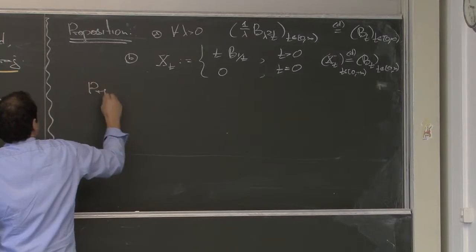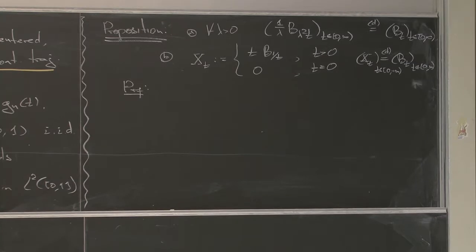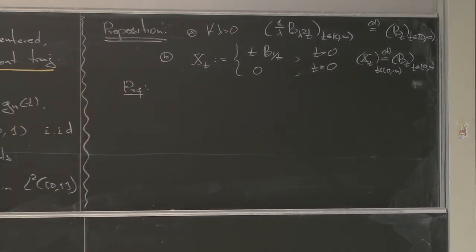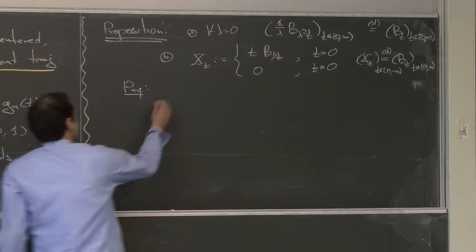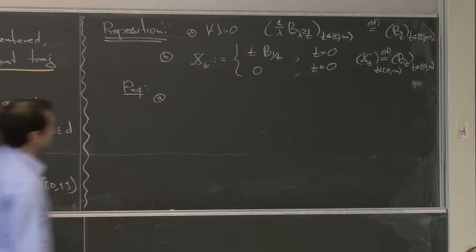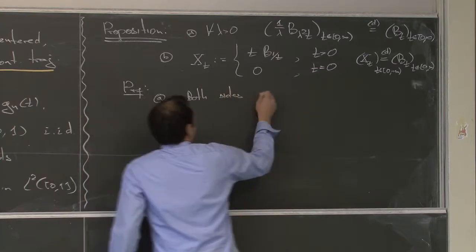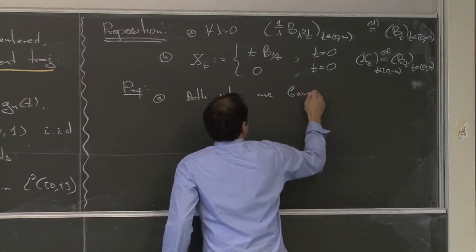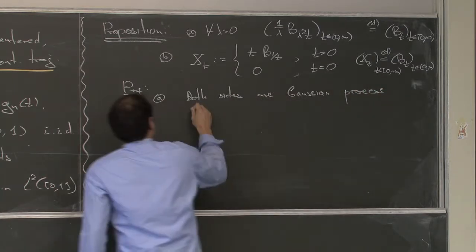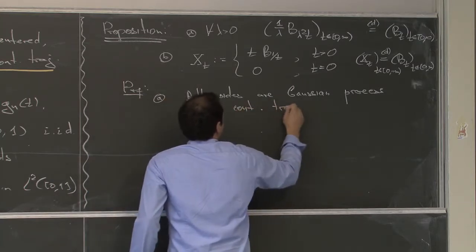So what is the proof? Actually, the proof doesn't appeal to any explicit construction of the Brownian motion. The proof is very similar. We know that both sides are Gaussian processes with continuous trajectories.